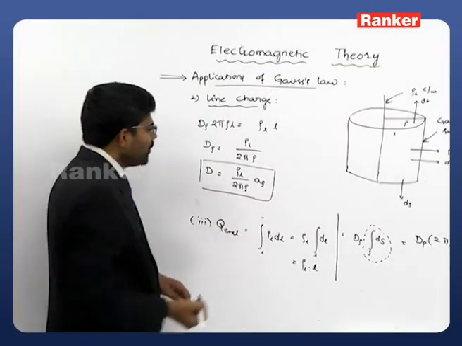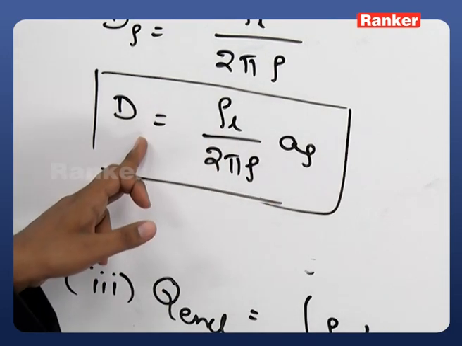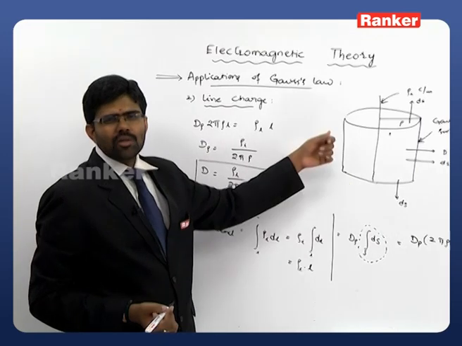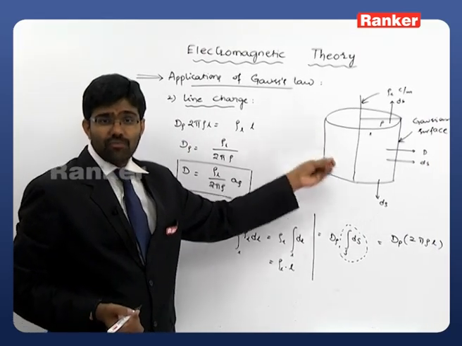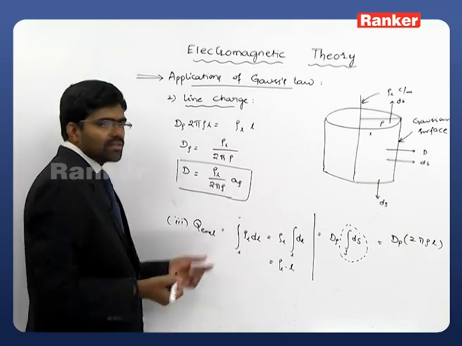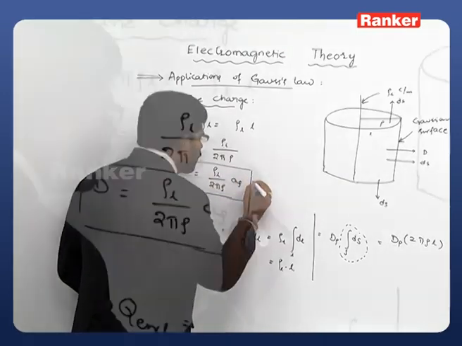So clearly observe this electric flux density. This electric flux density is independent of the length of the charge we are considering. Whatever the length of the charge may be, even if it is an infinite line, rho_L by 2 pi rho a_rho is the answer we get here. So from this one we can obtain the electric field intensity.